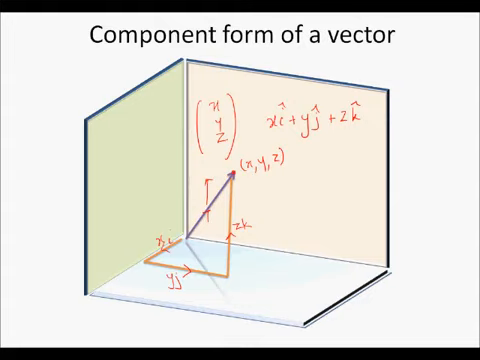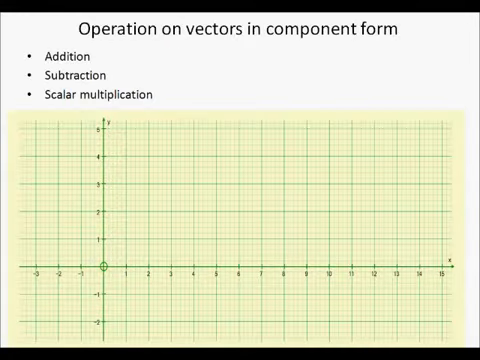Okay, so the component form is either in matrix form like this or in Cartesian form like this. How do you add, subtract, and scalar multiply vectors which are in component form?